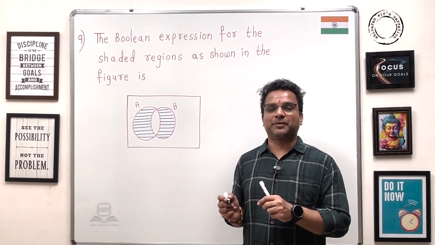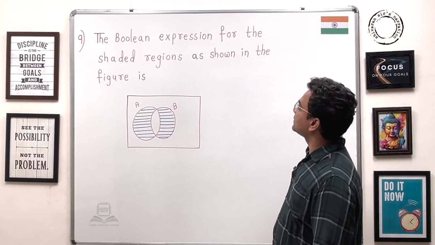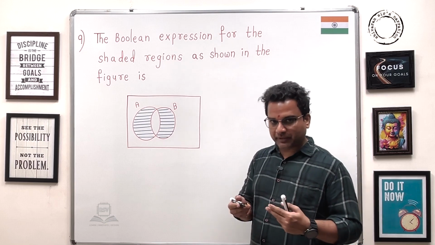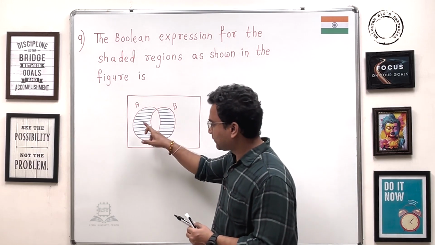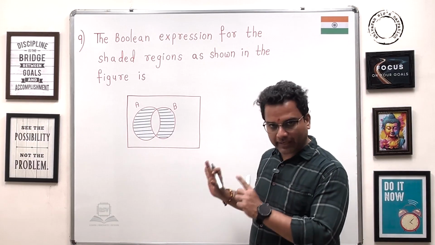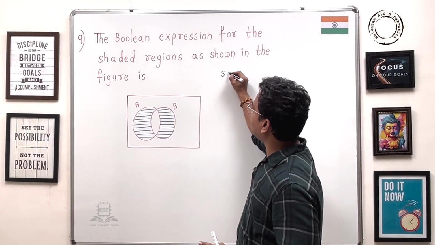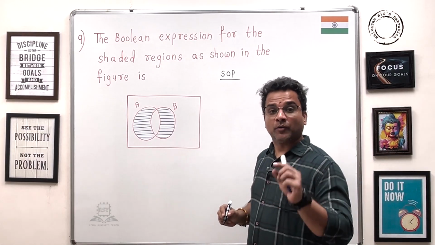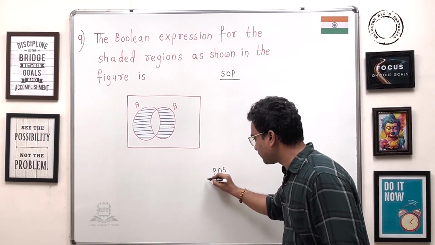Let's see another model, question number 9. The Boolean expression for the shaded regions as shown in the figure is. Guys, as per the previous questions, we can say easily what about this and this. For example, the same diagram guys, I want to express in terms of SOP. At the same time, we will see in terms of POS also.